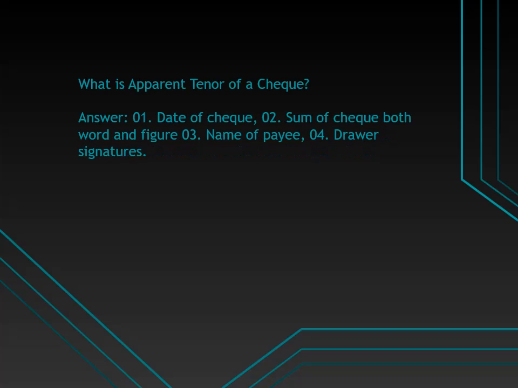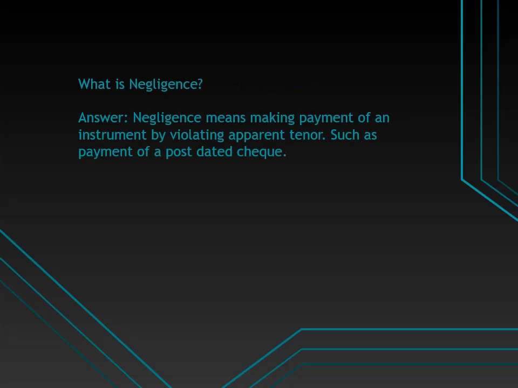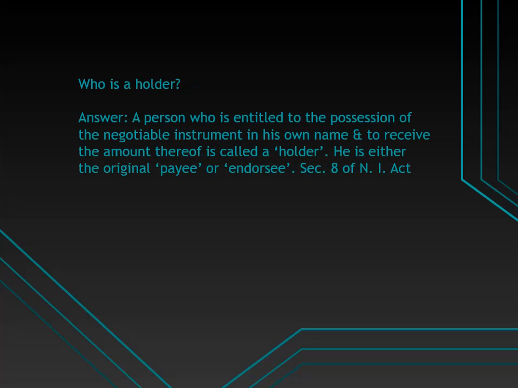What is the apparent tenor of a cheque? Answer, 01. Date of cheque, 02. Sum of cheque in both word and figure, 03. Name of payee, 04. Drawer's signature. What is negligence? Answer, negligence means making payment of an instrument by violating the apparent tenor, such as payment of a post-dated cheque.